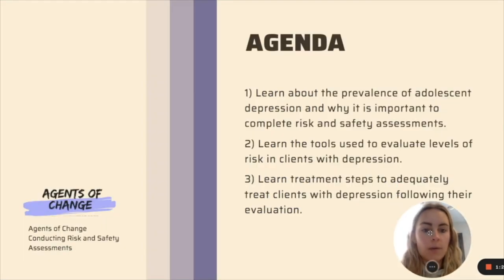Today, a little bit about the agenda, what we're going to go over. We will learn about the prevalence of adolescent depression and why it is important to complete risk and safety assessments. You will see that the prevalence of adolescent depression has drastically increased in recent years. As social workers and mental health professionals, it's critical that everyone has an understanding of how to complete a risk and safety assessment. And because of having to know how to complete a risk and safety assessment, you will need to know how to use the tools to evaluate levels of risk in clients with depression.